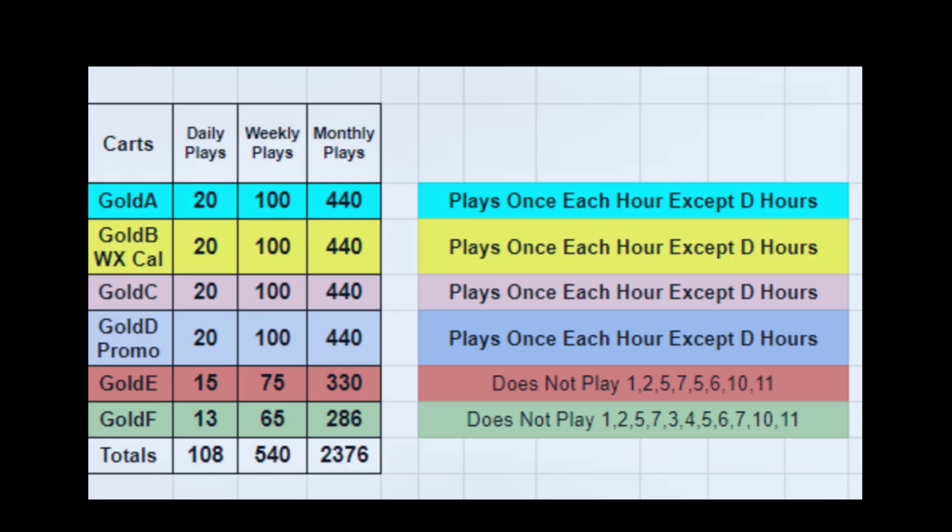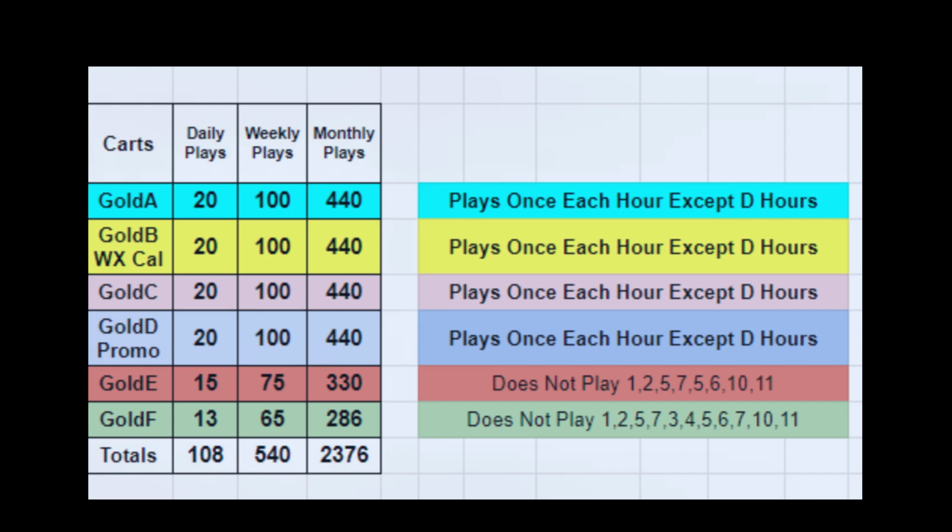Alrighty, folks, now we're going to talk about these 6 carts that I was telling you about. So there are 6 different carts. We call them gold carts, and there's gold A, B, C, D, E, and F. So let's talk about the gold cart A. It plays 20 times a day. There are 4 hours of the day when it doesn't play, because those are what they call the D hours, and we don't know exactly when anything's going to play in there because they're like masses and things such as that. So they play 20 times a day, 100 times a week, 440 times a month.